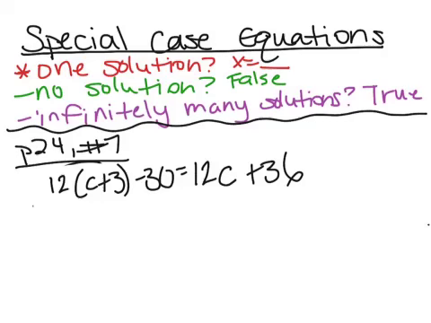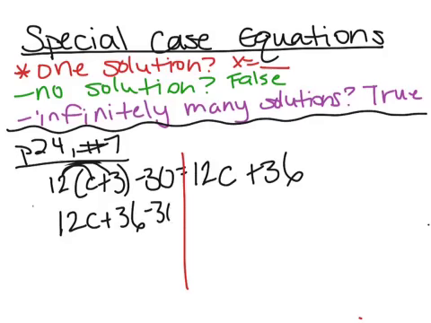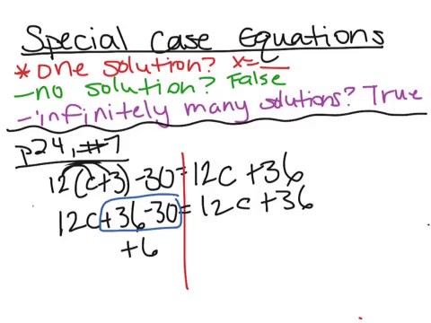Again, the very first thing I notice is that on the left side I have to distribute my 12. So I have 12 times c is 12c, plus 12 times 3 is 36. And then I still have minus 30 equals 12c plus 36. On the left side, I have to combine my like terms. My like terms are positive 36 minus 30, which gives me a plus 6. So I have 12c plus 6 equals 12c plus 36.